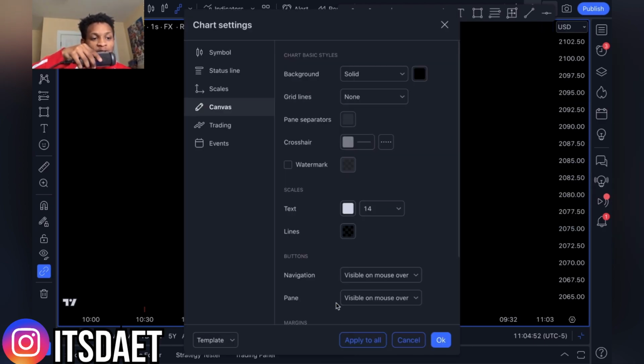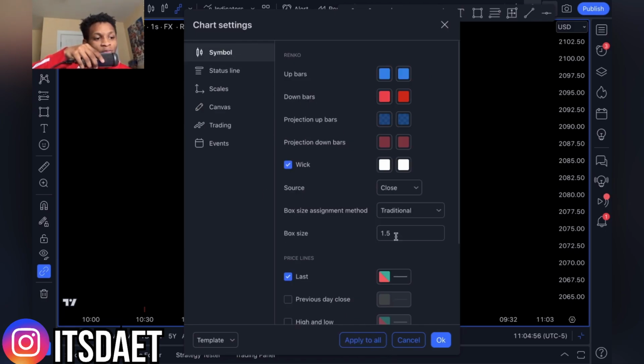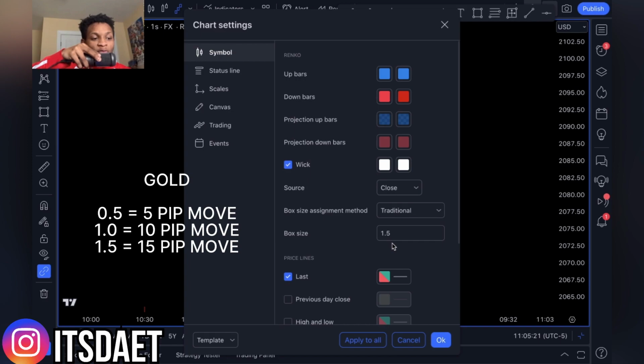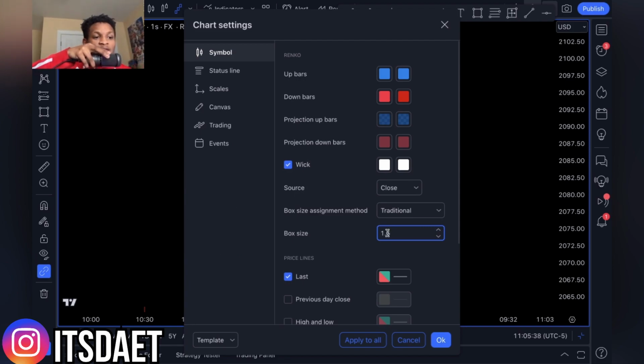And I'm going to show you the actual settings, because you're going to have to go to the settings, then go to symbol, and make sure you have traditional on. Now, for gold, the box size is going to be 1.5. So for gold, if you wanted to make this 1.0, that means every 10 pip movement, right? I believe 0.5 is every 5 point movement, right? And so on.